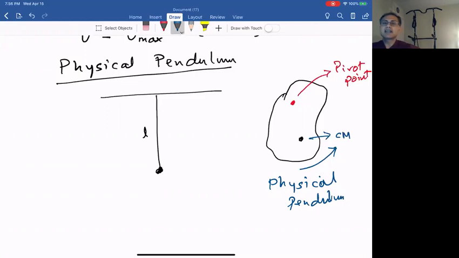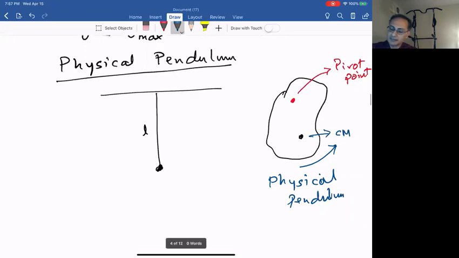So anything that's pivoting around a certain point is a physical pendulum. So if you were to hang from some pull-up bars and then swing back and forth, you would be a physical pendulum. Right? All right. Okay. Now, let us calculate the frequency of a physical pendulum.